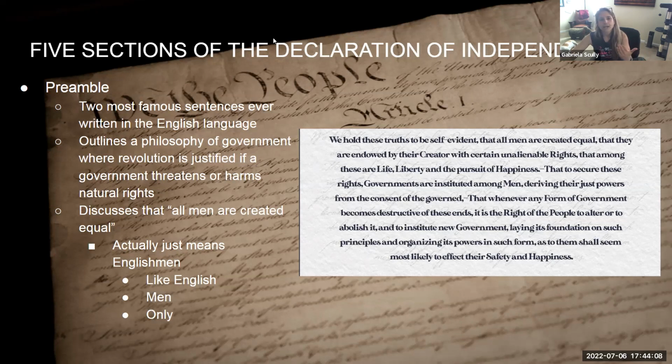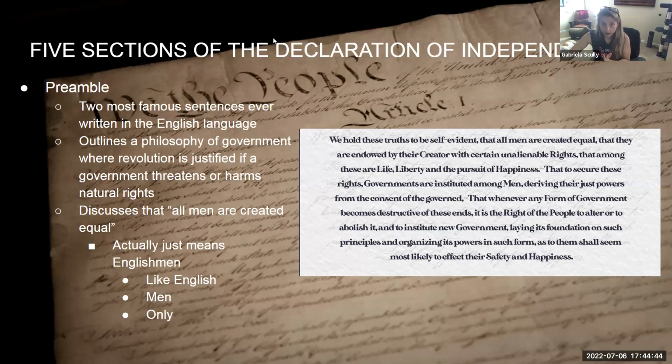And so here is the preamble to the Declaration of Independence. It is the two most famous sentences in American history, apparently, written in the English language. Sorry, that's a little bit hyperbolic, but okay. We hold these truths to be self-evident. They're so truthful that they are just obvious. That all men are created equal, unless you're a woman or a person of color, but okay. That all men are created equal, that they are endowed by their creator, given by their creator, whoever that may be, certain unalienable rights. You can't argue with these rights.